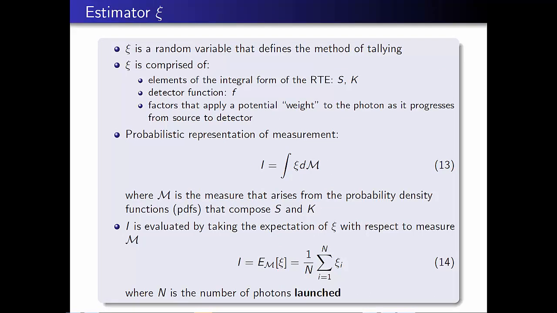And so now we need an estimator. Estimator is a way to evaluate that measurement, with a random variable. This estimator is comprised of the integral form of the RTE components, S and K. It also includes a detector function, and there are factors in it that potentially give weight to the photon, and you'll see that in subsequent slides. So we have a probabilistic representation of the measurement now with a random variable, and this is evaluated with a measure. Maybe you can think of this as something that arises from the probability density functions that compose S and K. So we evaluate I by taking the expectation of this random variable, and we do this over n, which is the number of photons launched.